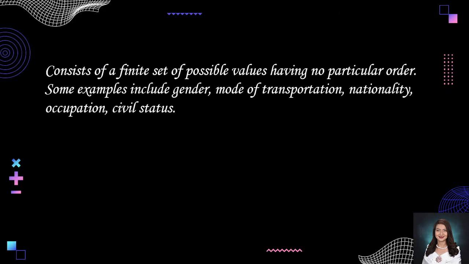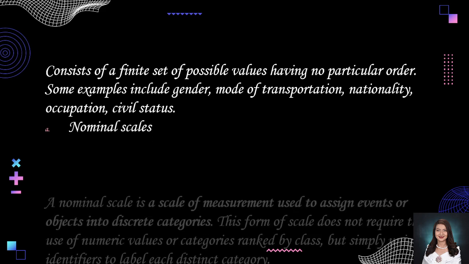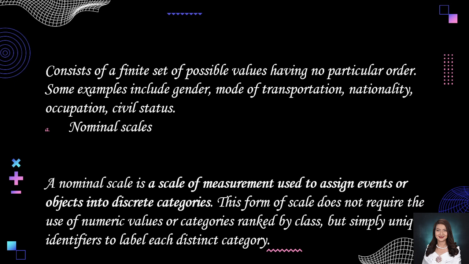It consists of a finite set of possible values having no particular order. Some examples include gender, mode of transportation, nationality, occupation, and civil status. The correct answer here is nominal scales. A nominal scale is a scale of measurement used to assign events or objects into discrete categories. This form of scale does not require the use of numeric values or categories ranked by class, but simply unique identifiers to label each distinct category.